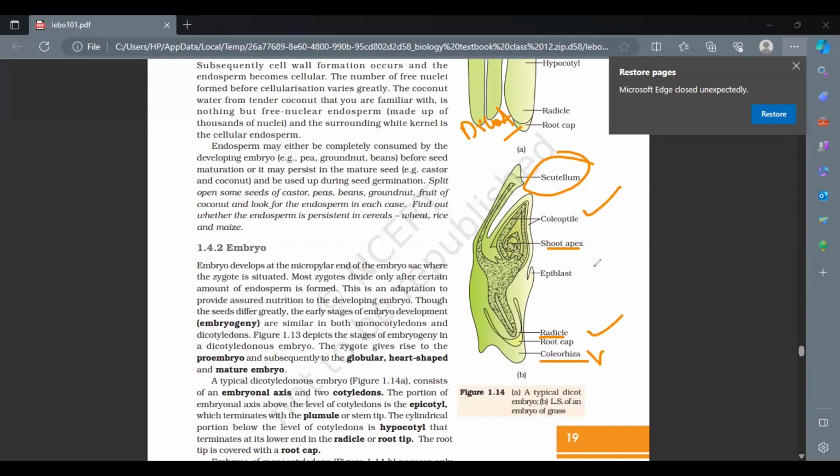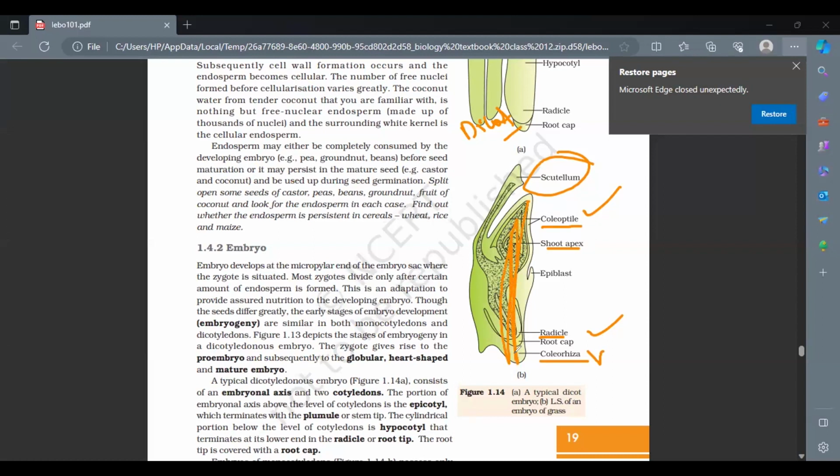And if we look at the other side, the shoot apex, above the shoot apex you again have a cellular structure, and that is known as the coleoptile. This coleoptile and coleorhiza together form the embryonical axis. इसको axis बोला जाता है, this is known as the embryonical axis. This whole structure, from the coleoptile to the coleorhiza, forms the embryonical axis.